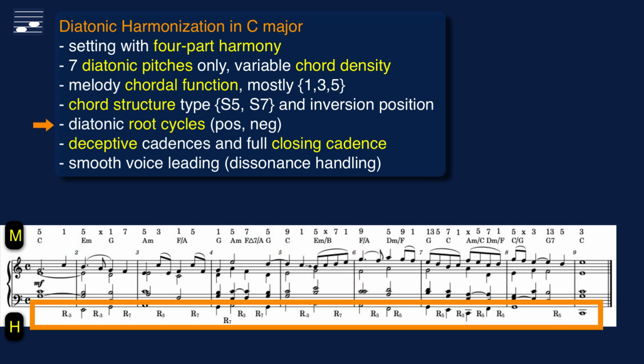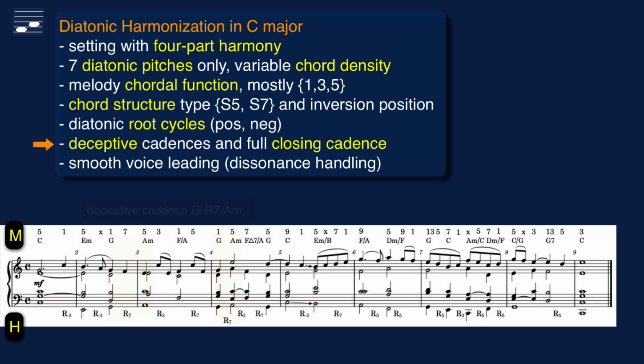The labels at the bottom show mostly positive diatonic root cycles, with 2 R-3 exceptions. A functional harmony interpretation reveals 2 deceptive cadences, with the dominant degree G major triad going to the submediant degree A minor, a passing 6/4 group in measure 5, and a closing cadence, second inversion tonic degree C over G, to dominant 7th chord G7, to tonic degree triad.